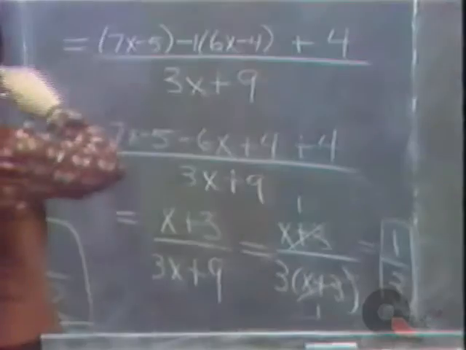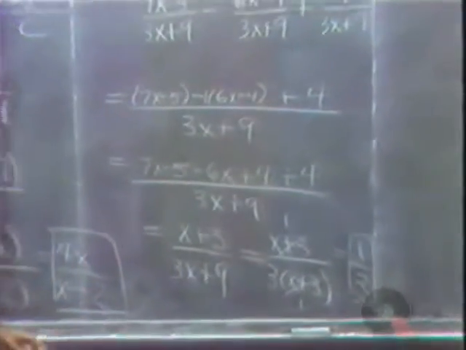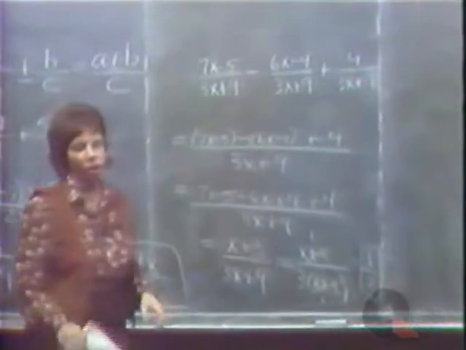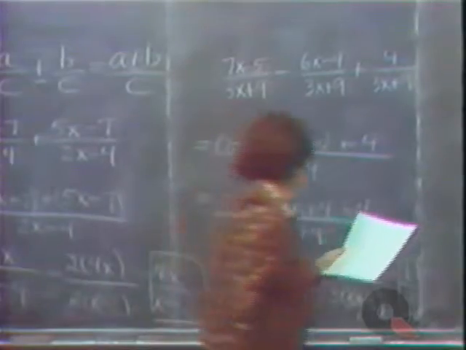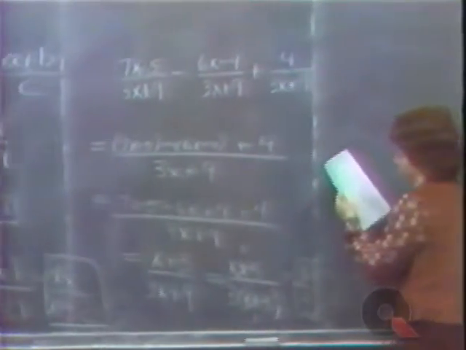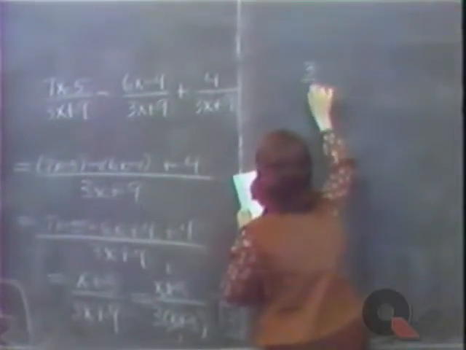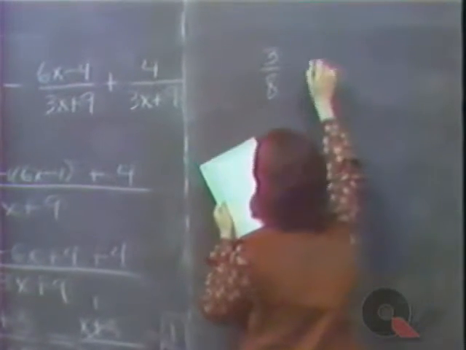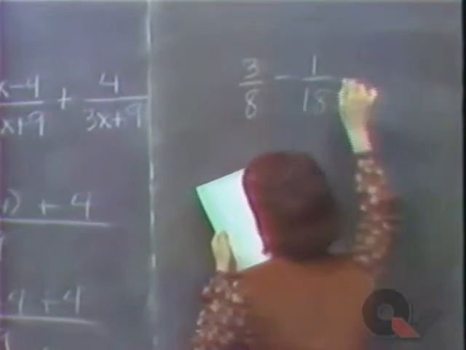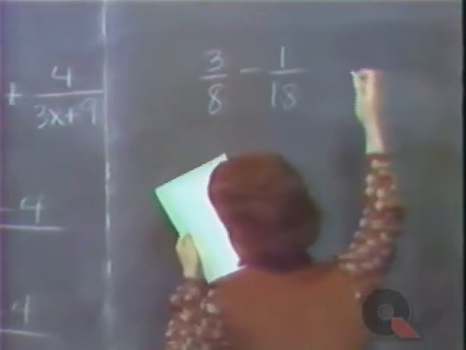Okay, now that's fine if you happen to have the same denominators in all the fractions that you're adding or subtracting. Now let's look at an example in which the denominators are different. 3/8 minus 1/18 minus 7/30.